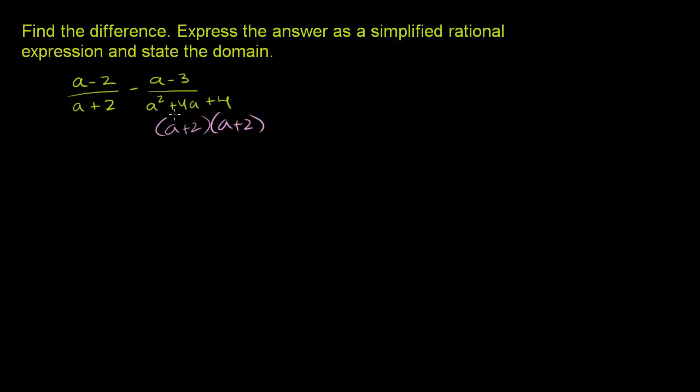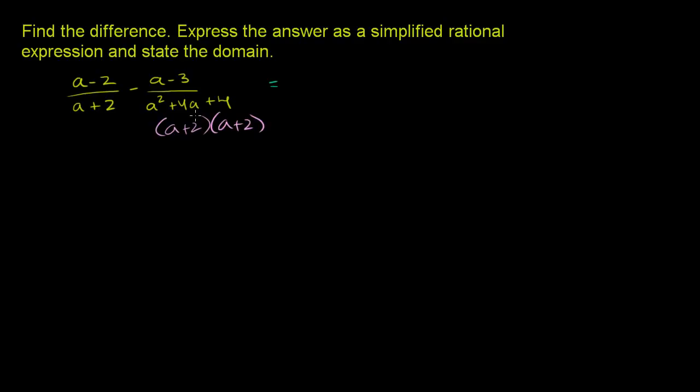So this is obviously divisible by itself. Everything is divisible by itself, except I guess for 0. It's divisible by itself, and it's also divisible by a plus 2. So this is the least common multiple of this expression and that expression, and it could be a good common denominator. So let's set that up.